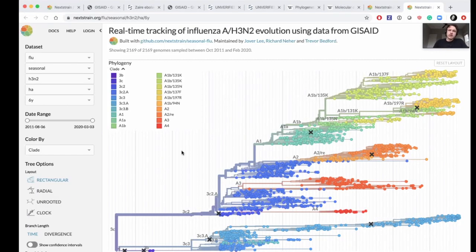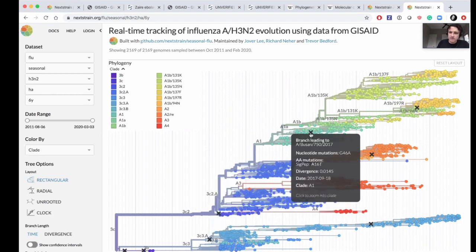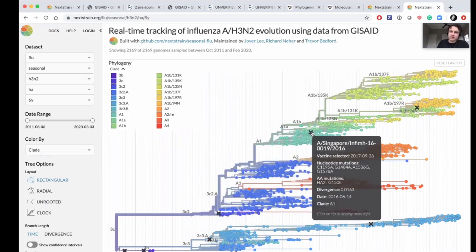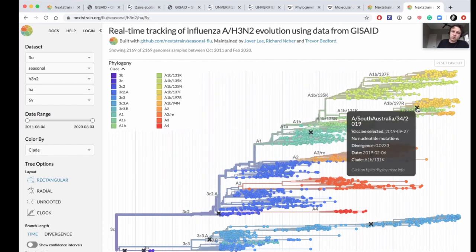Sure. So we're just going to take a look at a different data set here, just to give us a different idea of what the interface can look like. And this one has a different feature as well, which is these X's. If we hover over each one of these, you can see that it says vaccine selected 2014 925, and this one up here says vaccine selected 2017. If we scroll up to here, vaccine selected 2019 927. Part of what the lab does is to study the flu.